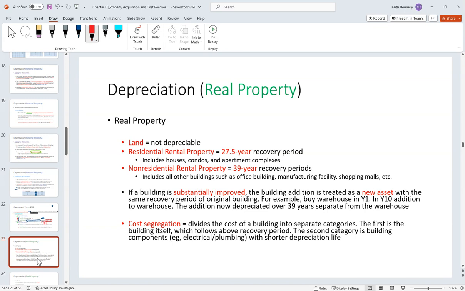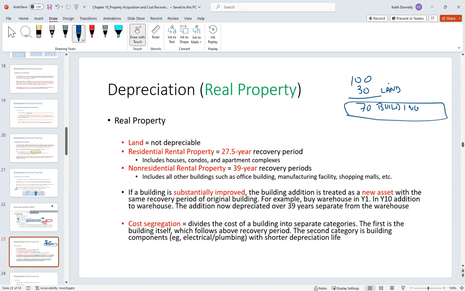So with real property, the first thing you got to be aware of is that land is not depreciable, right? So if you saw something where they spent 100 grand on a building, 30 of it represented land, well, 70 of it, the building, is depreciable. In other words, this is the number you're running the depreciation calc on. It would be wrong if you did it on 100. You got to back out the land from the gross price. That would be explicitly told to you.